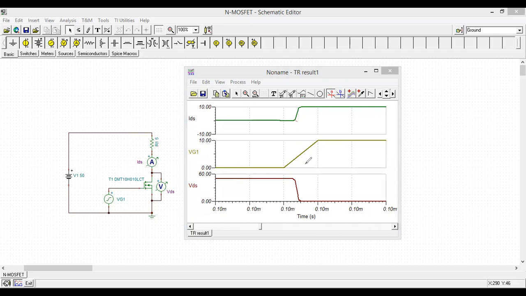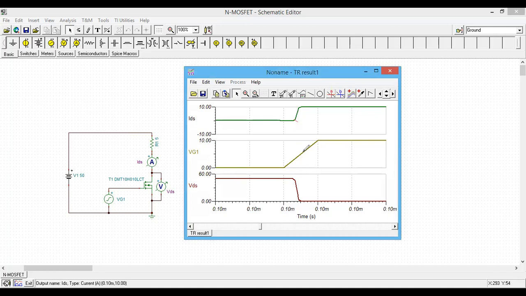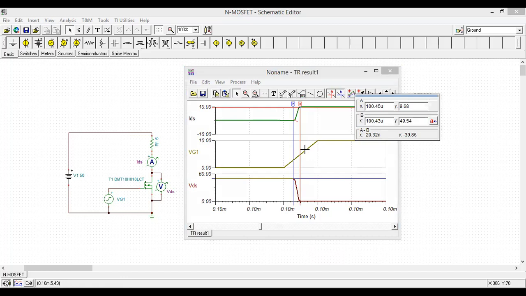you have to take the average current here. Consider this region, take this time period. I can put my cursor here, another cursor here. Right, so now this is the turn on time of the transistor. It takes around 20.32 nanoseconds. During this time, you can see the voltage takes some time to drop to 0, right? And the current takes some time to reach there. So there's an overlap. I mean, it is not just jumping straight.